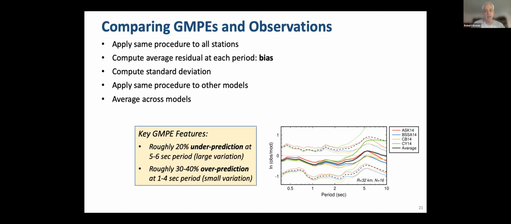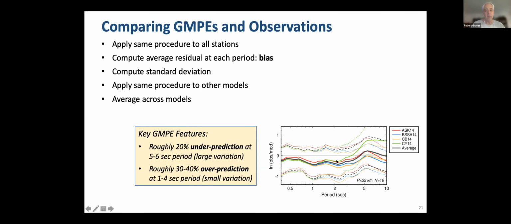The first is that out here at 5 to 6 second period, there's roughly 20% under prediction. So the 0 line, we're above the 0 line, that's under prediction. But also note there's a large variation, in particular the variation of the median prediction of these ground motion models. And that's because there's fewer data out there at those longer periods.